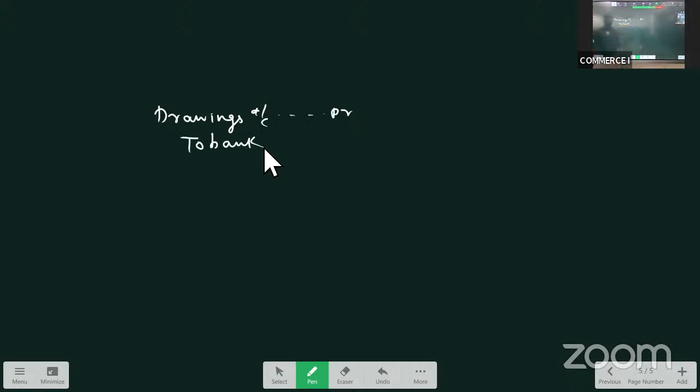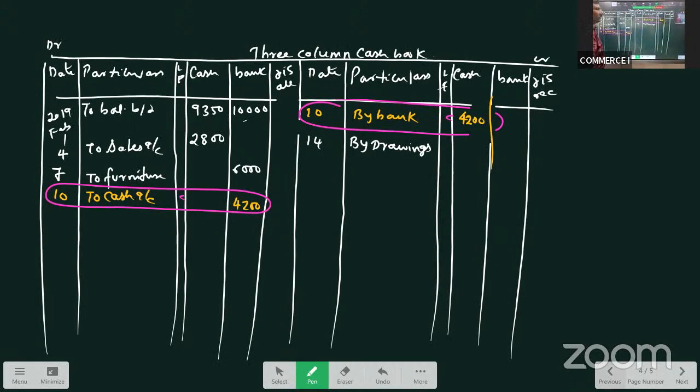So we'll write the entry like this: drawings account debit, to bank. Suppose cash is withdrawn, then we'll write to cash. In this case, drawings are made from bank, so we have to credit bank. What is the amount? It is 600. I'm writing this in bank column. By drawings, bank column. Okay.